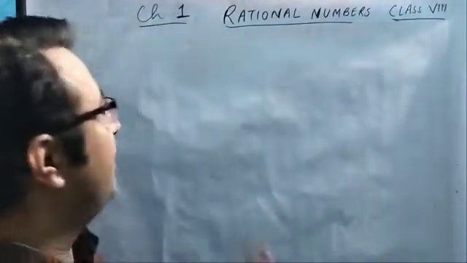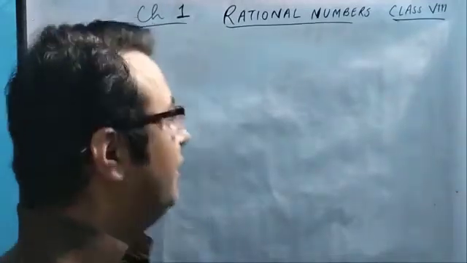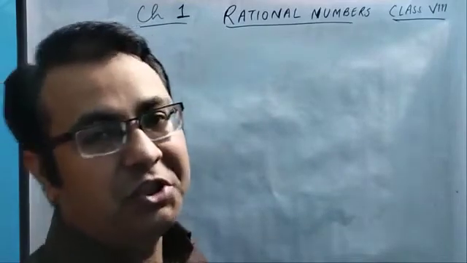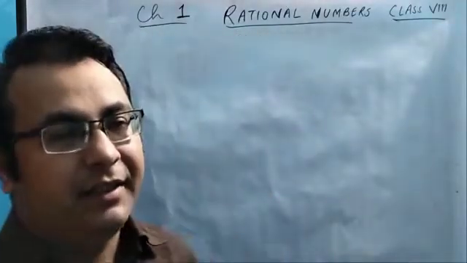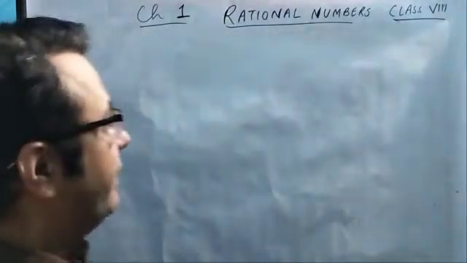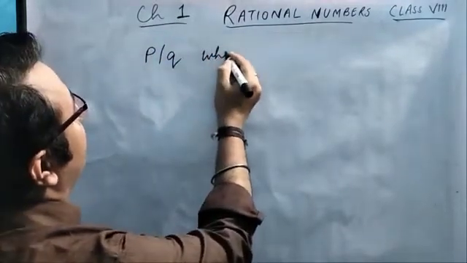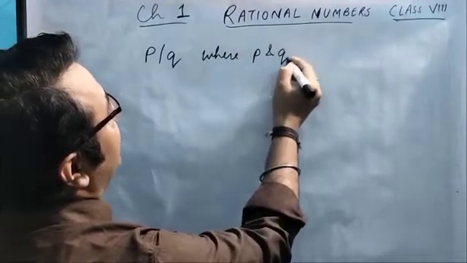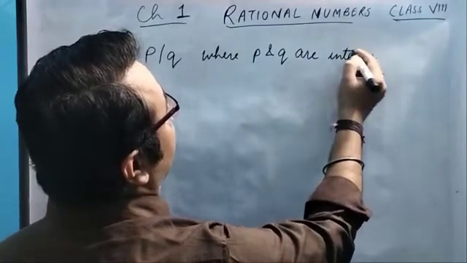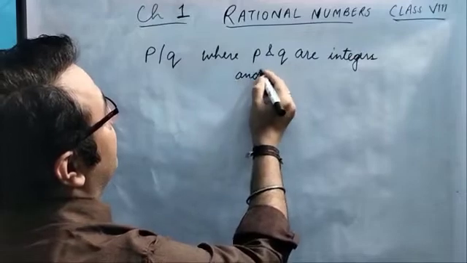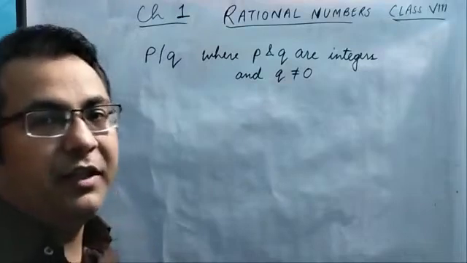So today we are going to start chapter number 1 of class 8, that is rational numbers. Now coming to the introduction of the chapter, rational numbers are the numbers which can be expressed in the form of P upon Q, where P and Q are integers and Q is not equal to 0. Okay, so this is the definition of rational numbers.